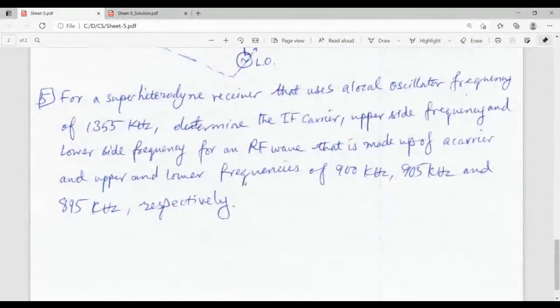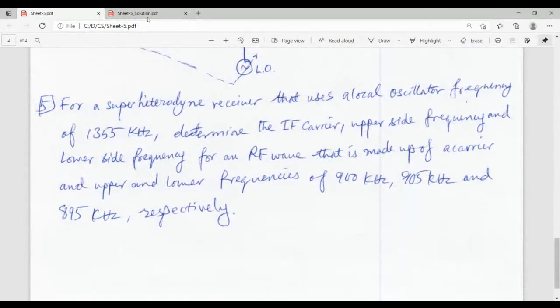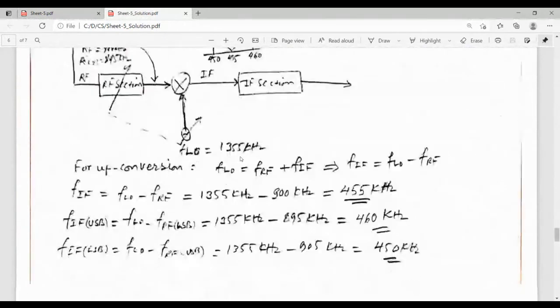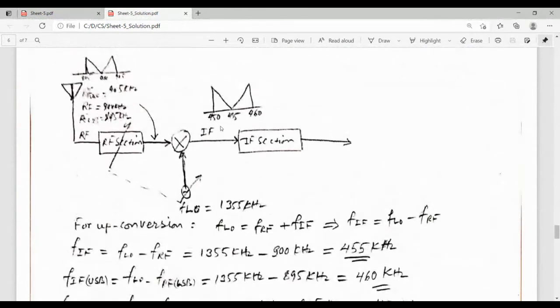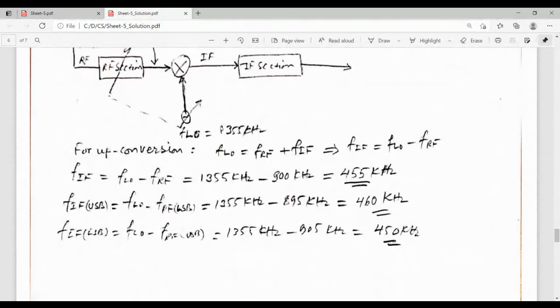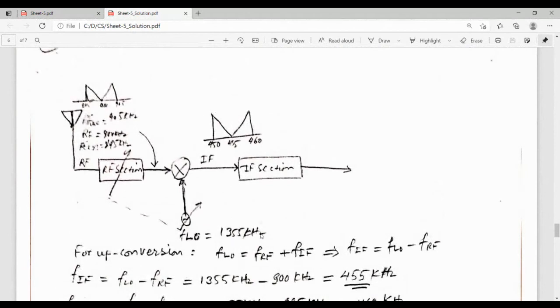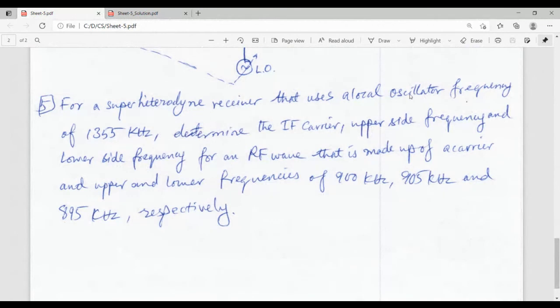And this is question number 5. It is also a superheterodyne receiver, for up conversion, and all the values are given here. FLO is given as 1355 kilohertz and RF is given as 800 kilohertz. Let's see the question here. The local oscillator frequency is given as 1355 kilohertz.